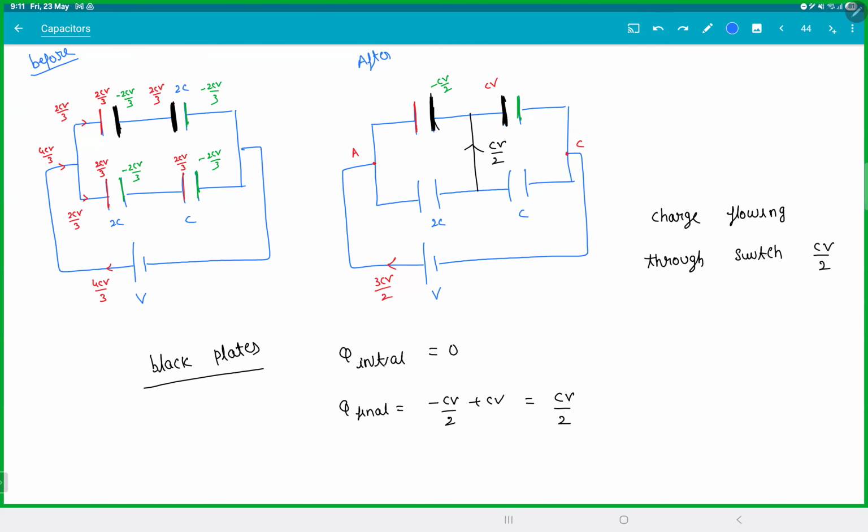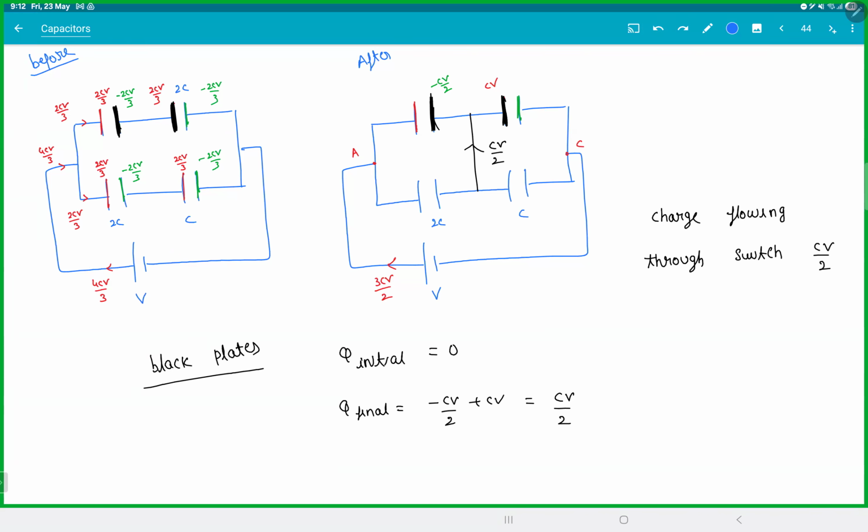So what is the problem? The total charge on a capacitor is 0. It doesn't matter. They're just getting redistributed. Yes, sir. The charge flowed is right, but 4CV/3 went and it came back. So nothing actually went outside. Total is still neutral. Clear with this.